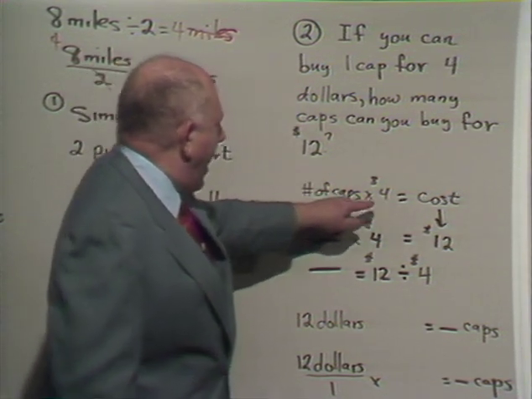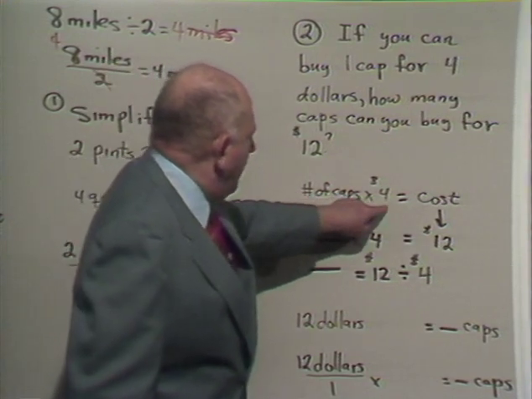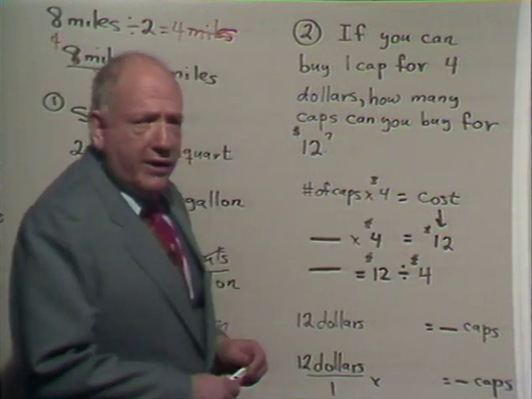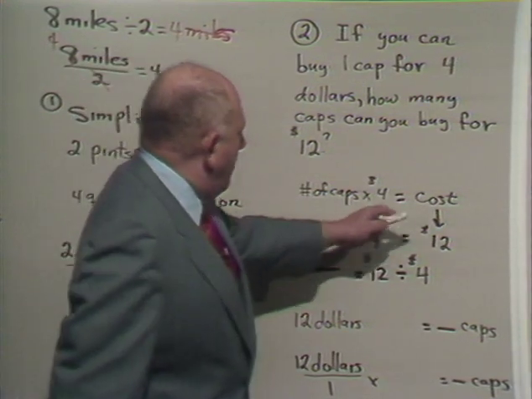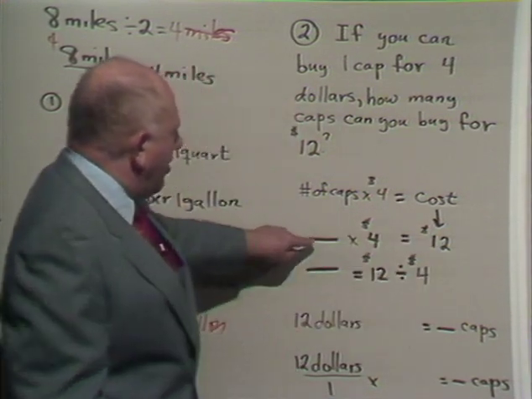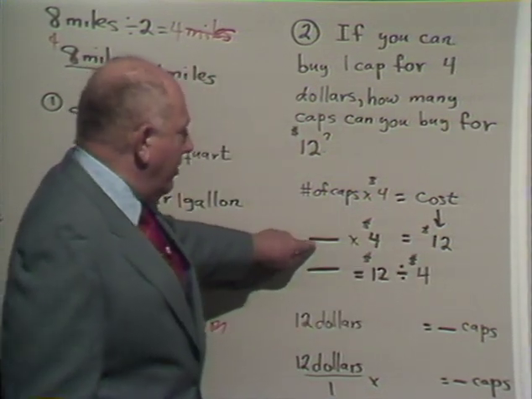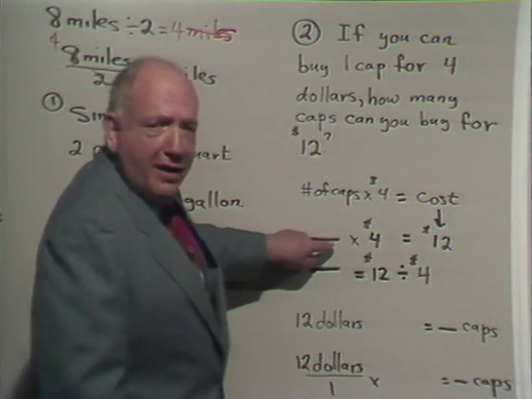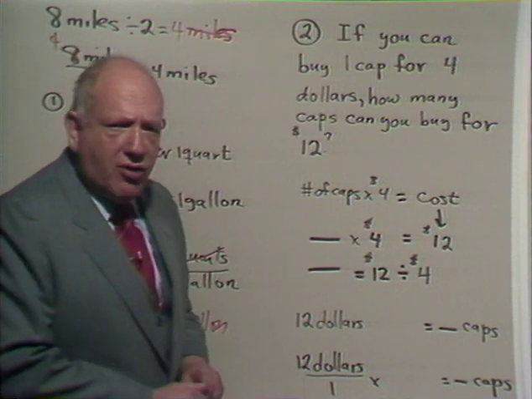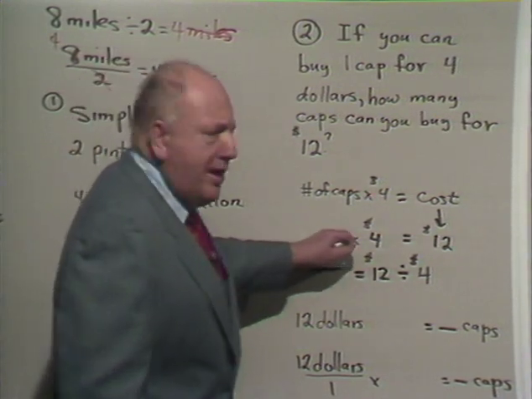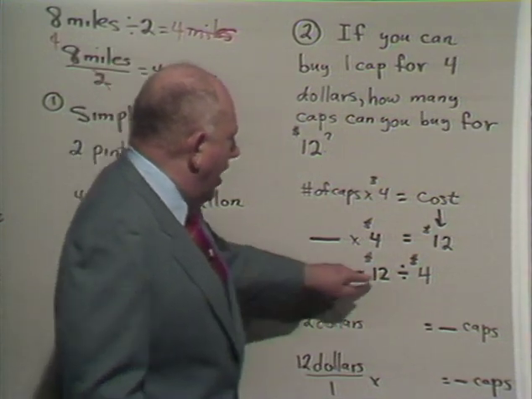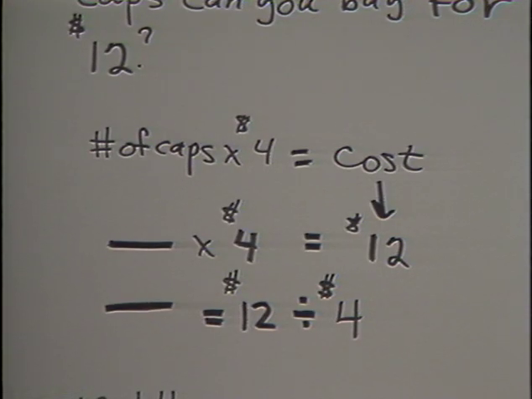Since it's $4 per cap, every cap costs me $4, so if I multiply the number of caps by $4, that will give me the total cost. But now the $12 is the total cost. If I replace the cost by $12, the number of caps is the unknown. This becomes blank times 4 equals 12, which looks like a multiplication problem, but because the blank is one of the factors, it's a division problem, so the answer is what? 12 divided by 4, which is 3.